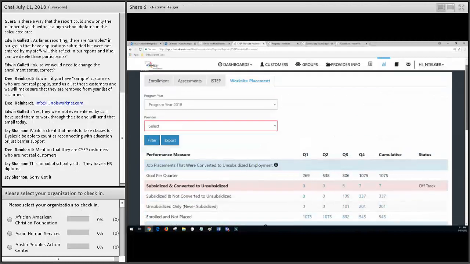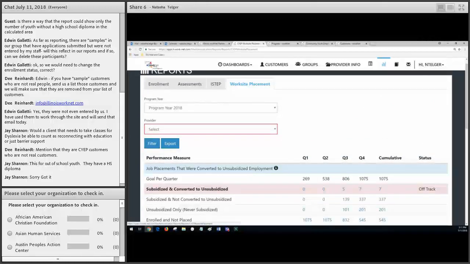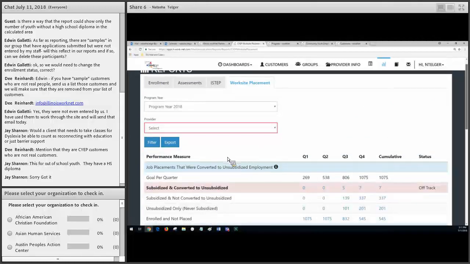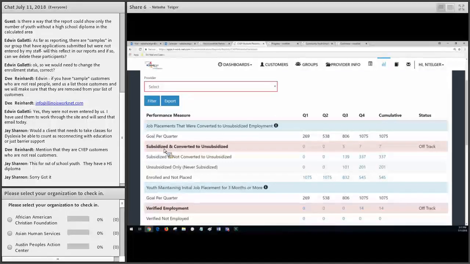Okay. So now we switched over to Worksite Placement. And we have job placements that were converted to unsubsidized employment. So for the items for this particular measure, it's subsidized converted to unsubsidized.